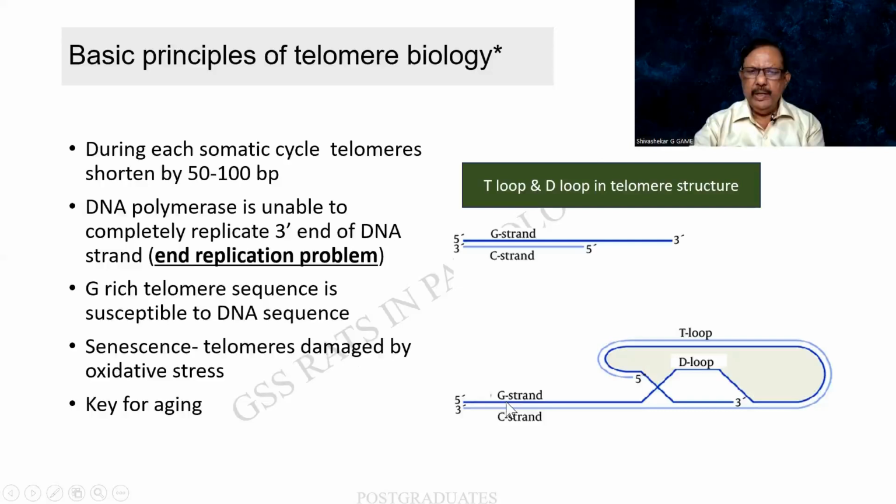So this is it over here. There is a G strand and then a C strand. They together form a loop. And this particular loop protects the end of the chromosome.